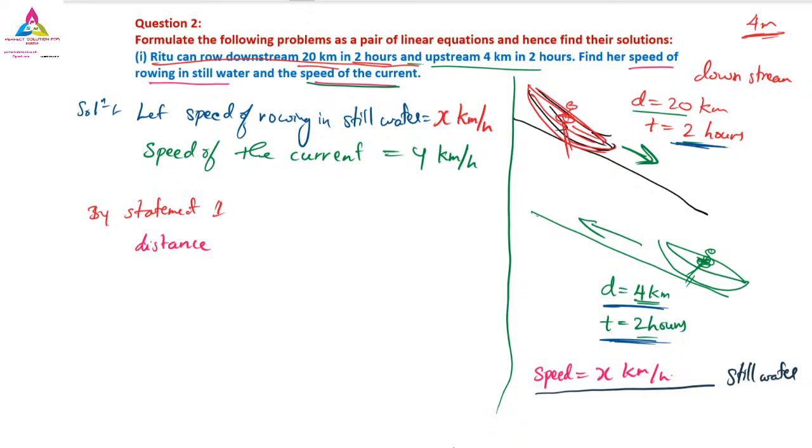Distance she covered is equal to 20 km, and the time taken I will take as t1. Here I will take d1, because there are two distances. So t1 and d1 I will take, that is 2 hours. Now you tell me what is the speed of the downstream.